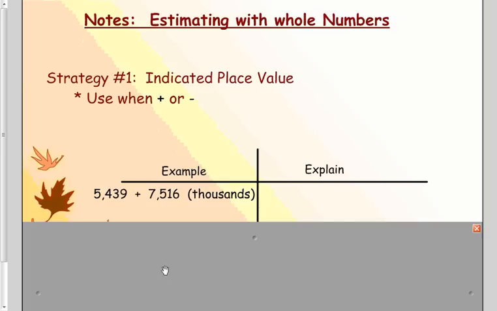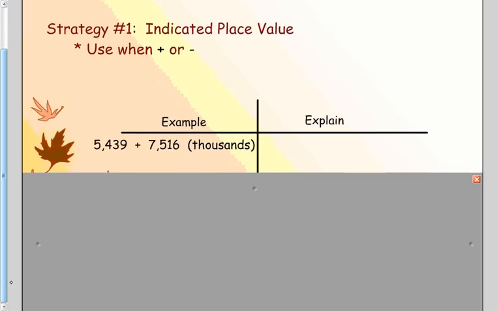All right, so strategy 1, indicated place value. Again, here's our problem. The indicated place value is the thousands place. So I'm going to start off by just underlining the thousands place in each of those two numbers. I'm going to draw the fence in each of the numbers and peek over it. Now I'm going to rewrite this problem where each number is rounded to the thousands place.